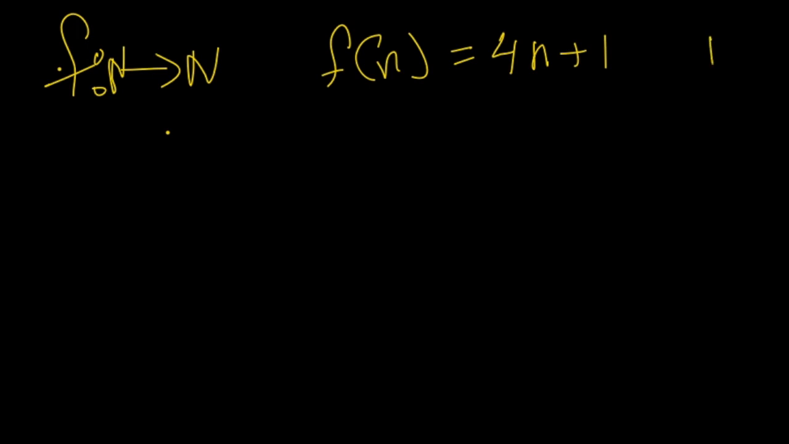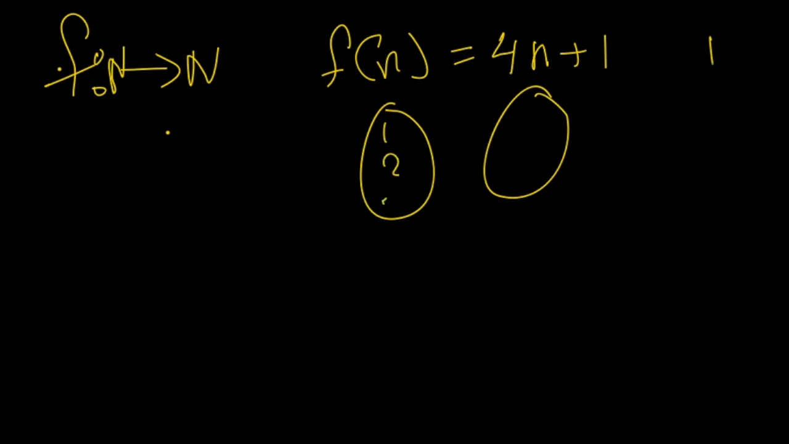The function is defined by the rule f of n equals 4n plus 1. Now we want to know if this function is one-to-one or not. We can verify this, as I said last time, by creating two different sets. Let's say this is the domain and the codomain, and we will take sample values 1, 2, and 3.